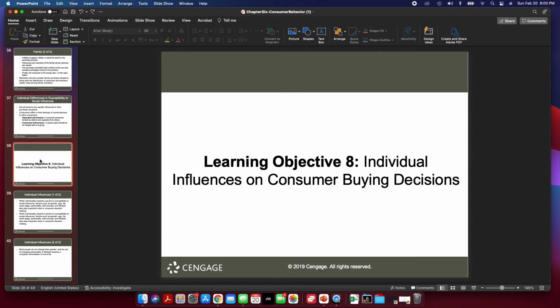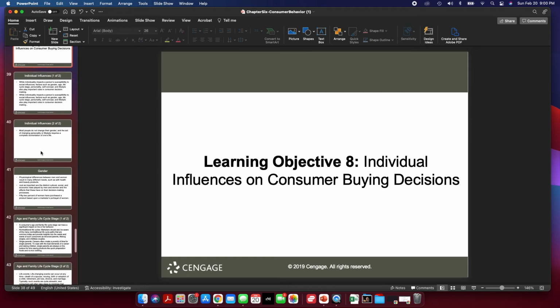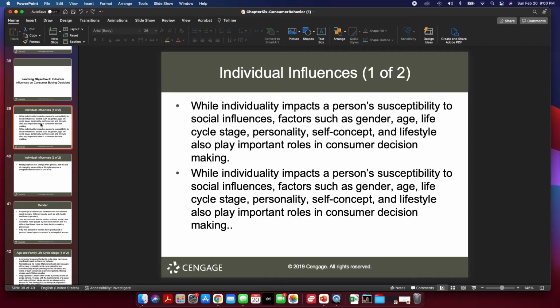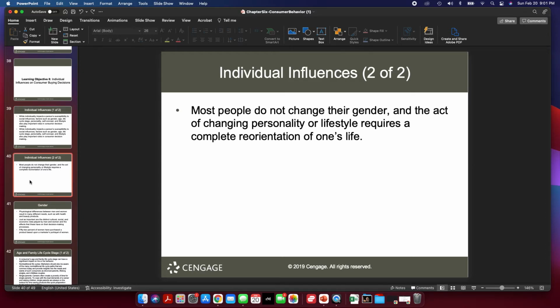Let's take a look at the individual influences on consumer buying decisions and then wrap it up. While individuality impacts a person's susceptibility to social influences, factors such as gender, age, life cycle stage, personality, self-concept, and more play an important role in consumer decision-making. Most people do not change their gender, and changing personality or lifestyle requires a complete reorientation of one's life.